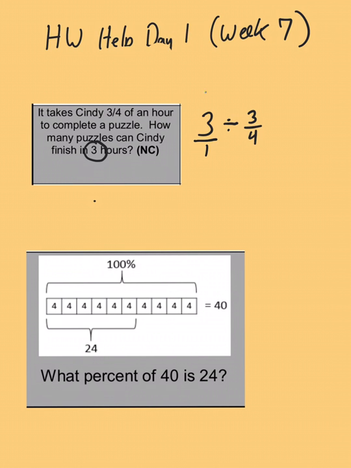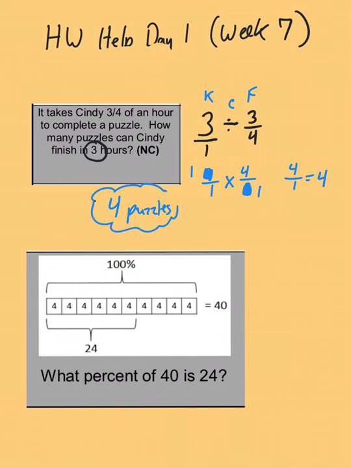And then, since it's division, KCF. Keep it 3/1, change it to multiplication, and flip it to 4/3. Then I'm going to reduce. These 3's that are diagonal can divide by 3 and leave me with 1's. Then I multiply my numerators, I multiply my denominators, I simplify, and I get 4. So my answer is 4 puzzles. Don't forget to label your answer.